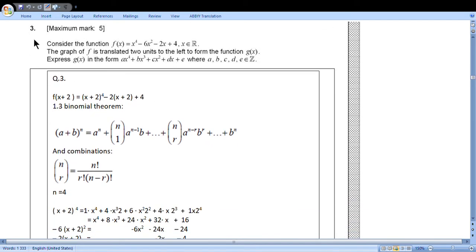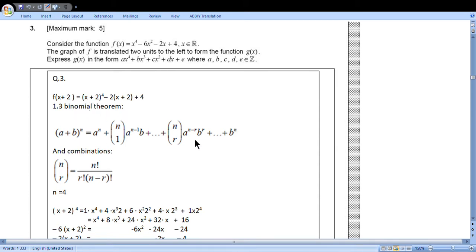Question 3. Consider the function f. The graph of f is translated 2 units to the left to give the function g. Express g in the form where a, b, c belong to Z. Translation to the left means that we increase the value of x by 2. So we put instead of x, x plus 2.